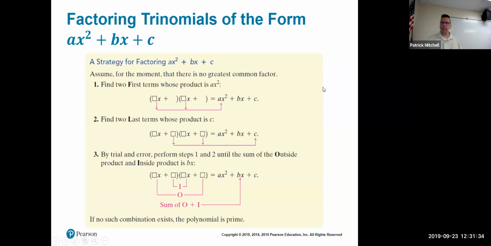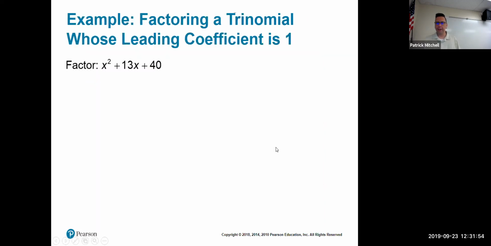Okay, so that takes us to factoring trinomials. Now this ivory colored box here, you're going to hear me explain all of this in the next 2 examples. So I think it's easier to listen to the explanation than it is to try to process this ivory box. All right. So let's look at the examples.